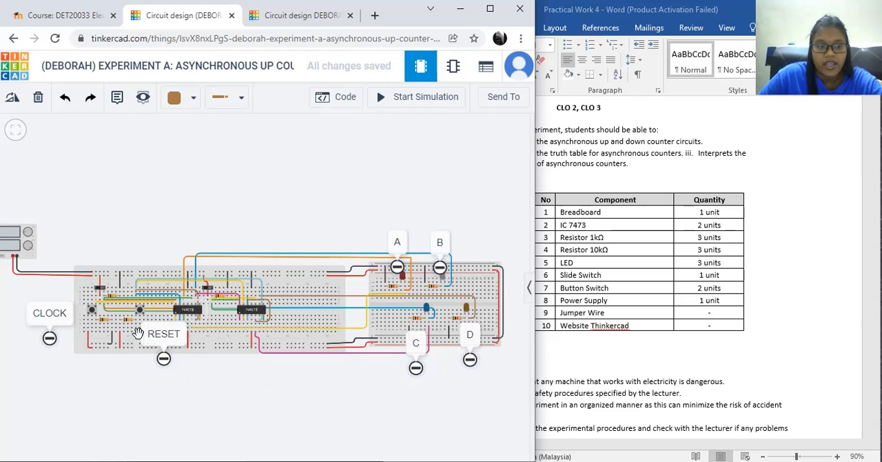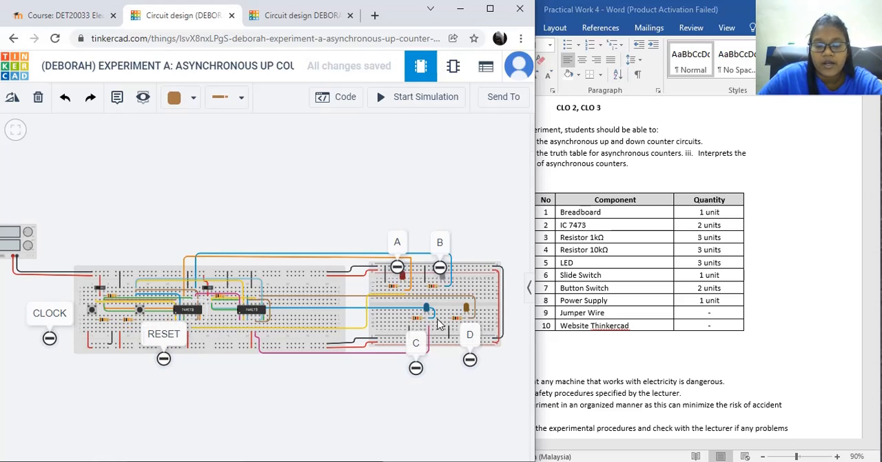In this circuit, I have put two dual JK flip-flops, which are IC 7473, and I've put two slide switches, two push buttons, and four types of LED, which are red, white, blue, and yellow. I have inserted 8 resistors. Four resistors are 10 kilo ohm, and the other 4 are 1 kilo ohm. Two resistors will be under the slide switches, and another 2 will be under the push buttons.